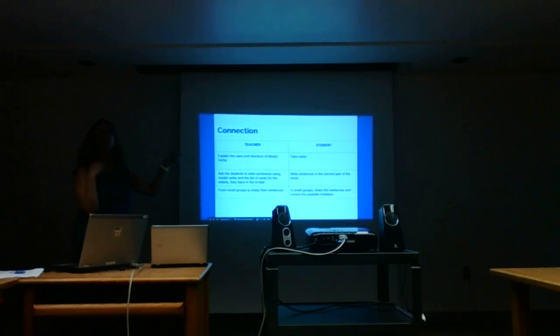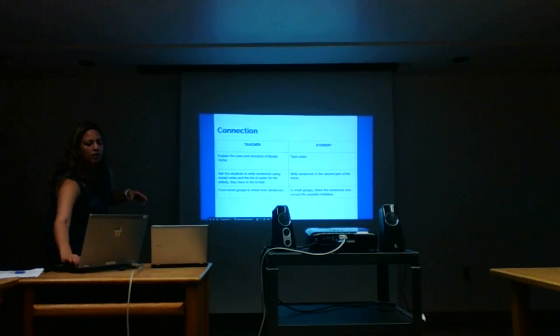Okay, so the students write these sentences in the second part of the trifold, and then the teacher asks the students to work in small teams to share their sentences, so they can correct them if possible. Also the teacher must be a guide and a facilitator, so he is going to walk around every team and see how they are doing.